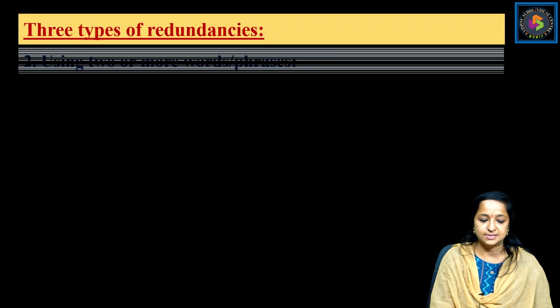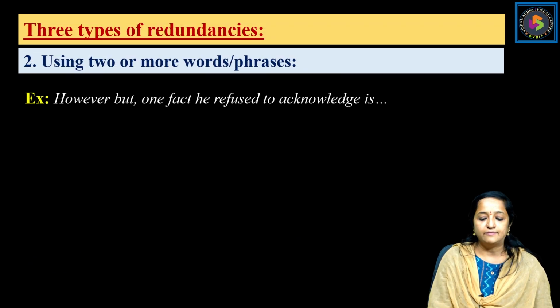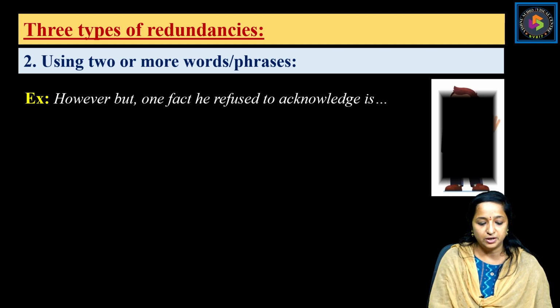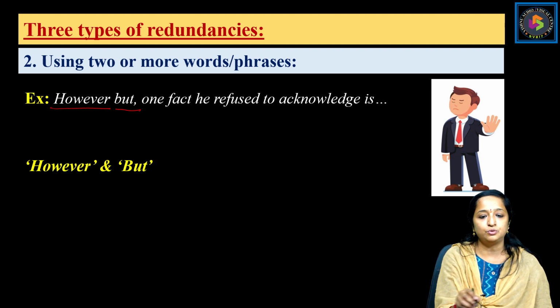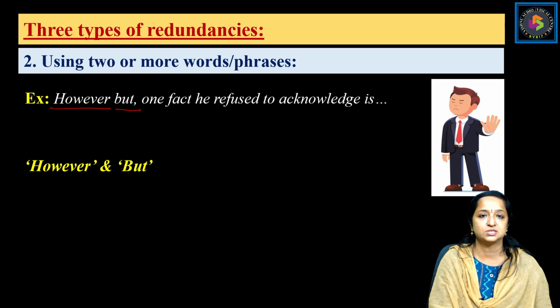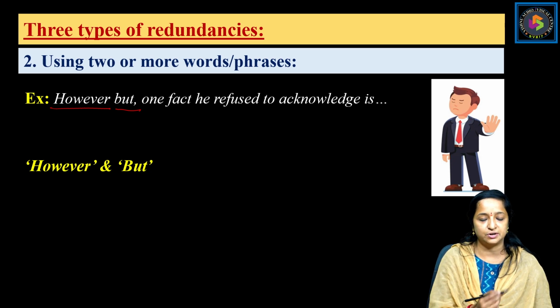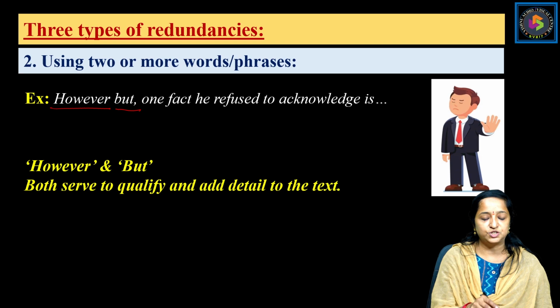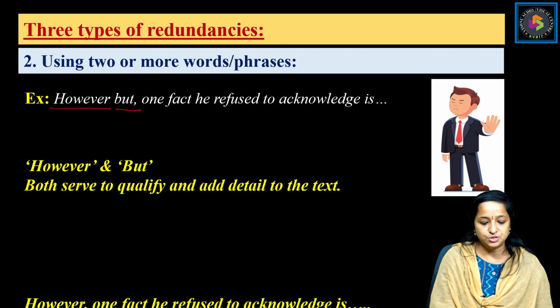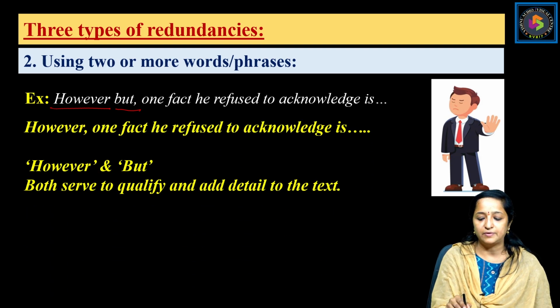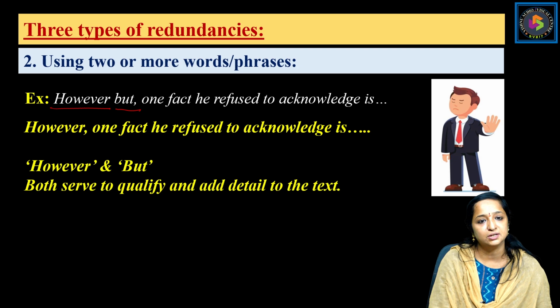Then second example: however, but one fact he refused to acknowledge is. So here we can see two repeated words, that is "however" and "but". There is no need of using two words in a sentence which represent the same meaning, which serve both to qualify and add detail to the text. So instead of that, we can write, however, one fact he refused to acknowledge is.